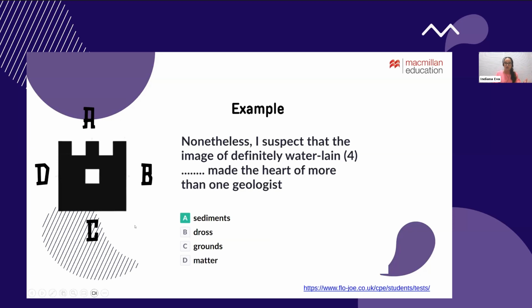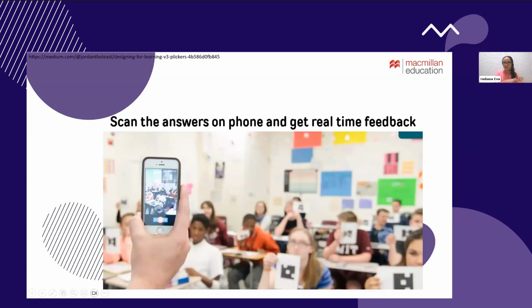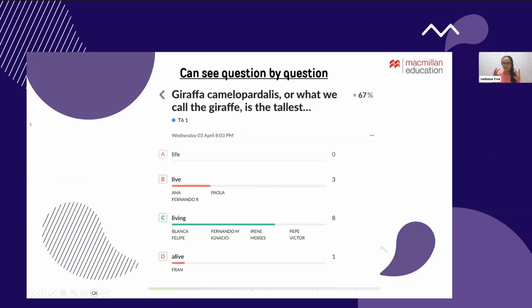So then you'll project this, and you're controlling it from your phone. You'll project the question, and then the students will have to turn their Plicker with the side at the top, which is the answer. So in this case, it was A, sediments. And then the teacher will scan the classroom and the answers will come up. And then you get a whole load of data from what the students have answered.